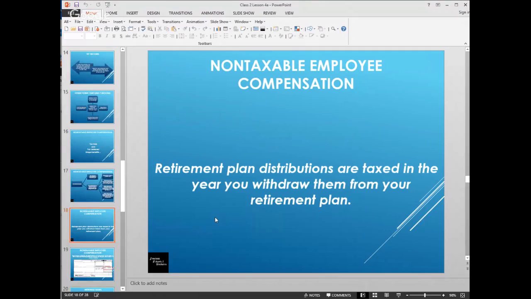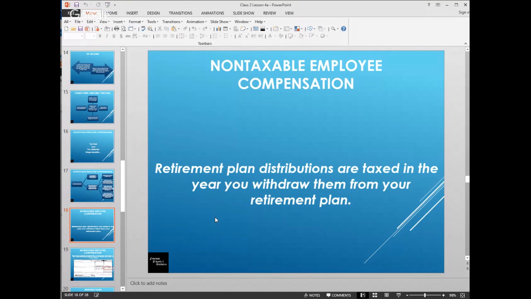Retirement plan distributions are taxed in the year that you withdraw them as part of your retirement plan. That's why they're not taxed in the year that you earn them. So for example, if I earned $15,000 this year and I'm going to put $1,000 towards my retirement, my taxable earnings would only be $14,000. That $1,000 would go into what we call a qualified tax-deferred plan, and it would grow in that plan.